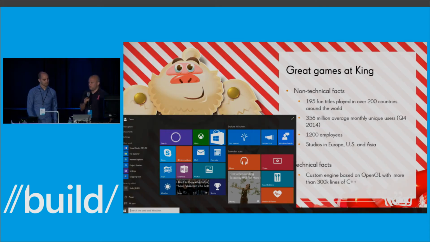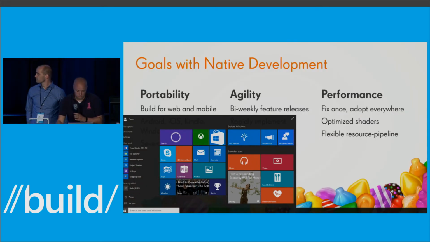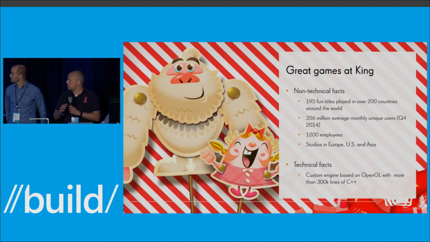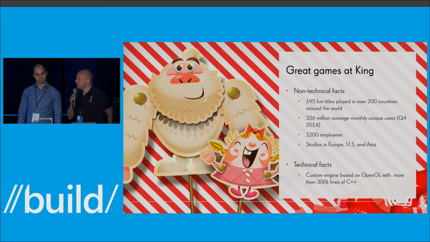So if you haven't heard about King, King is a company. Oh, sorry. So King's company is all about creating fun games. They have a lot of games, and a fair amount of users as well, around 356 million engaging customers, which is a great number. It's a highly diverse company with like 1,200 employees, situated all over the world. They have offices in Europe, US, and Asia, and we are based in Stockholm, in Sweden.